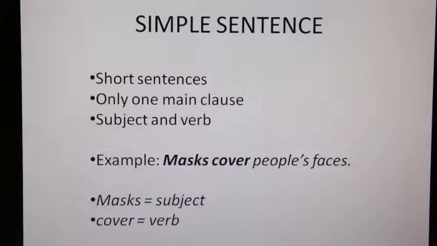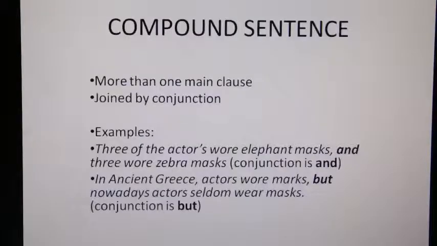Okay, then our second one is what we call a compound sentence. These sentences have more than one main clause and they are joined by a conjunction. So that means they have 2 simple sentences and they are joined by a conjunction. Okay, normally your conjunctions will be and, but, and or. Okay, so let's look at 2 examples.